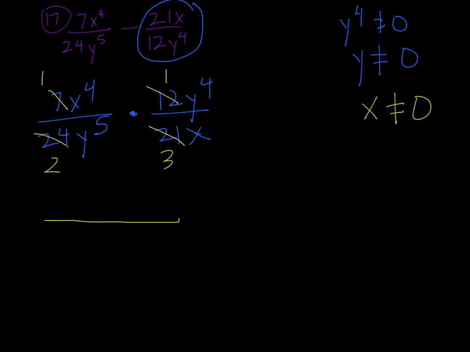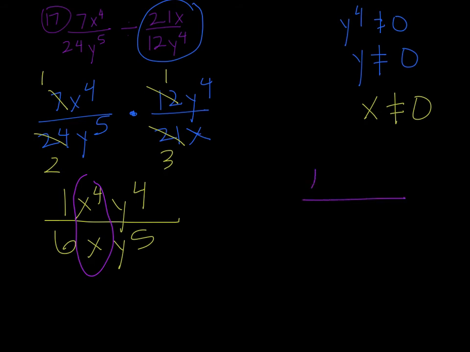So what I have on top is 1 times 1 is 1, I have an x to the fourth, a y to the fourth, and on the bottom 2 times 3 is 6, and an x over y to the fifth. On my answer key, I don't do that step, but you can if you want, or else you can simplify like this. So I can simplify my x's. So I have 1 over 6.